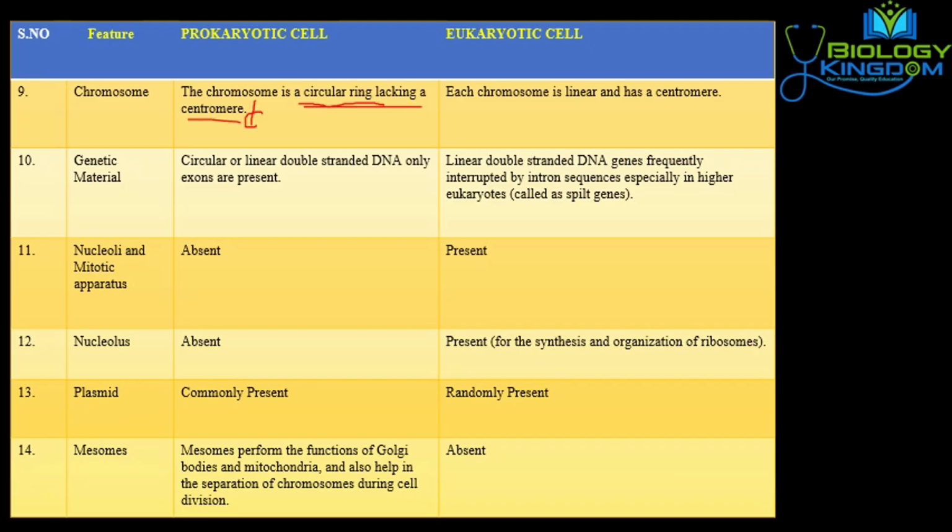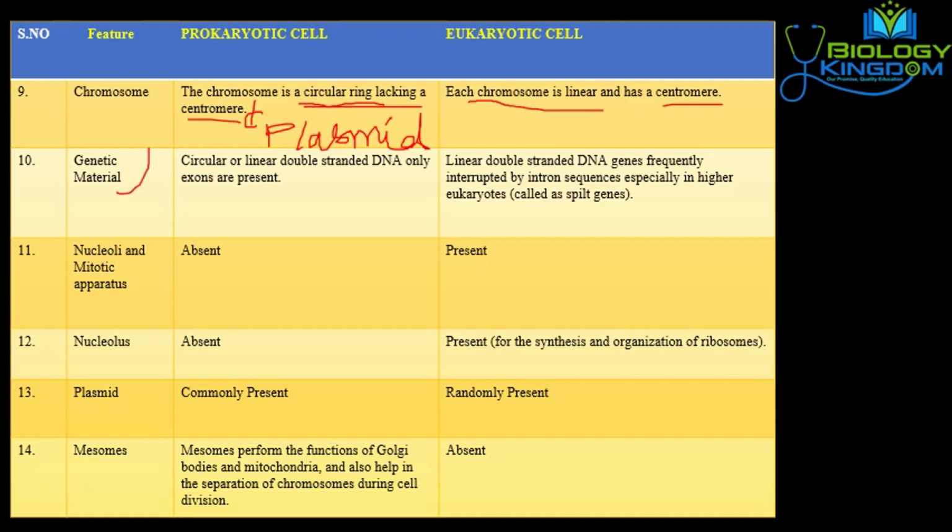The best example is a bacterial cell, where we have this circular ring in the form of plasmids. We can find this chromosome in the form of plasmids, but not in any kind of cell material. They are present as plasmid rings. But in the eukaryotic cell, the chromosome is in a linear format, and it has a centromere and centrioles involved in it.